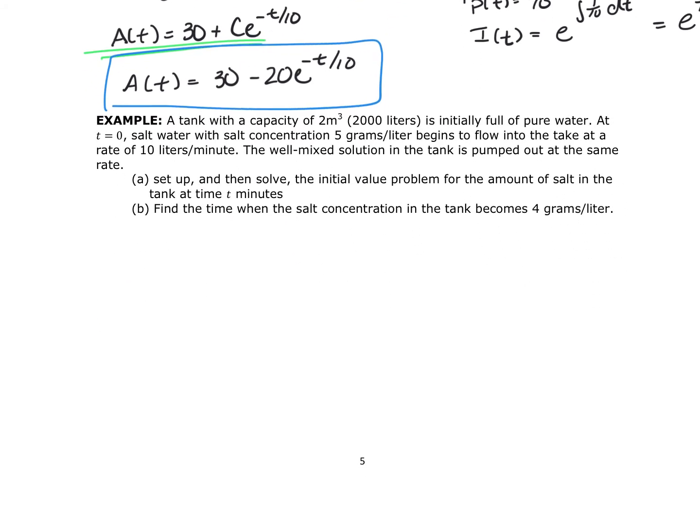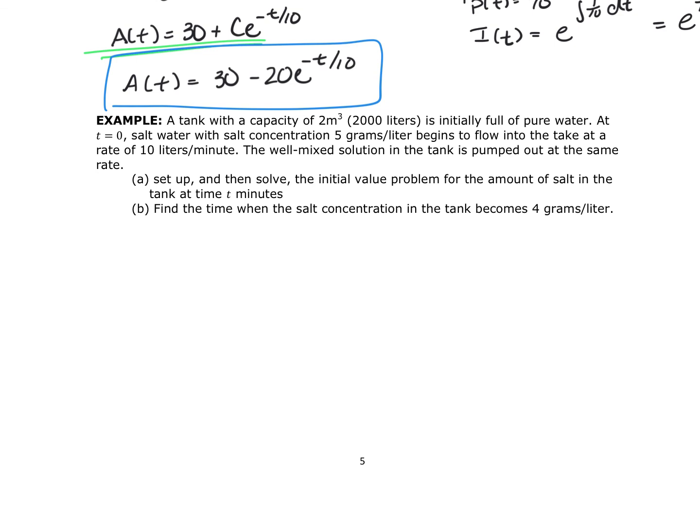Here is my last and final example. I have a tank that has a capacity of 3 meters cubed, or in other words, 2,000 liters, initially full of pure water. At t equals 0, salt with a concentration of 5 grams per liter begins to flow in at the rate of 10 liters per minute. It's going to be a well-mixed solution, and the tank is pumped out at the same rate.